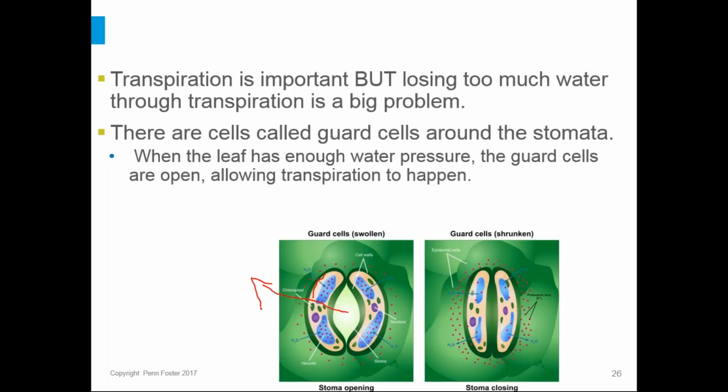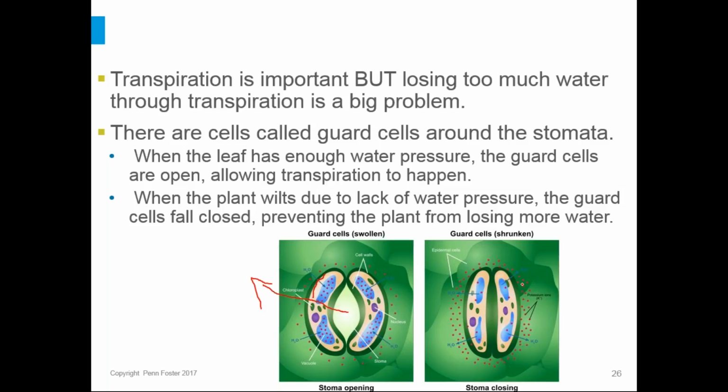When the plant does not have enough water, it wilts due to lack of water pressure, and that causes the guard cells to close. Okay, so they seal up here. No air is going to get out of there, no water vapor is going to get out of there. So that prevents the plant from losing more water. So this is an example of feedback inhibition, which is something that's talked about in several chapters. If there is enough water, it keeps the plant guard cells open so that it's able to lose water. And as soon as the plant doesn't have enough water, that's what shuts it down so that it can't lose any more water. So that's a great example of feedback inhibition.